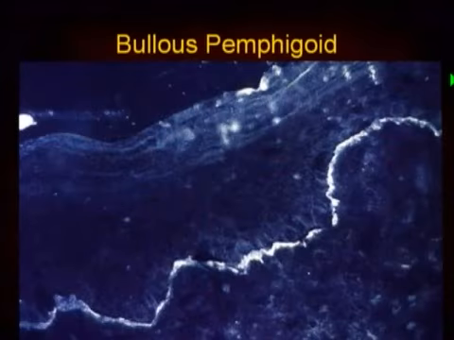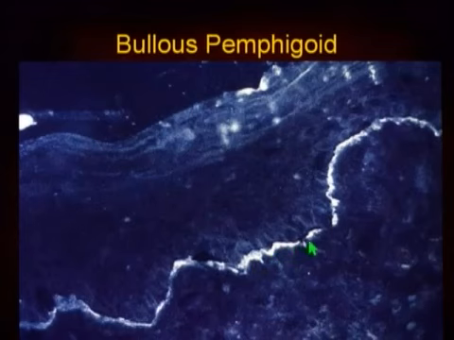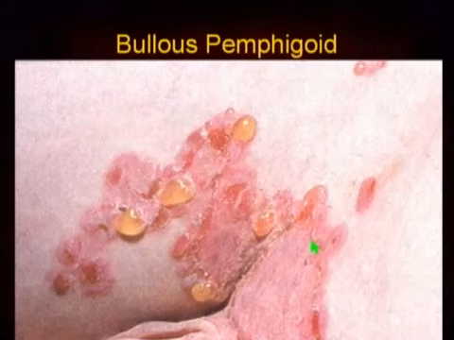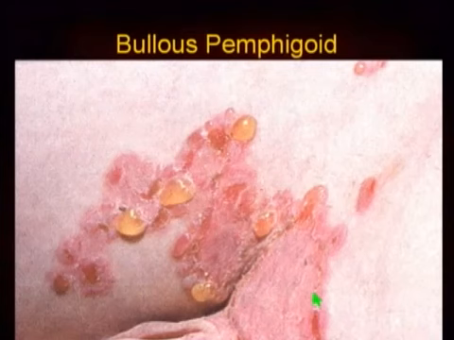Here's an immunofluorescence, and what you're looking at is autoantibodies deposited right along the basement membrane zone. Everything up this way is epidermis, everything down here is dermis, and this is the junction right there between the epidermis and the dermis. Here again, tense, intact vesicles and bulla. In some places you can see where there's been some erosion, where some of the bulla have opened, but for the most part these remain intact.